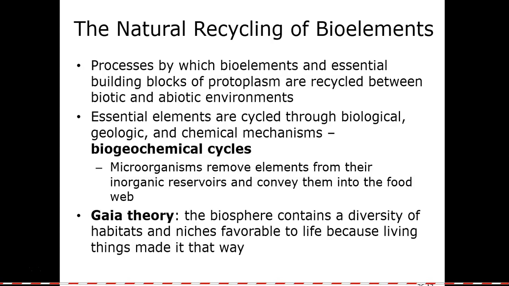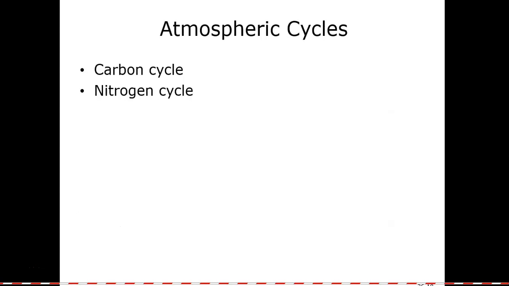So there's a theory that talks about the fact that the biosphere, that layer surrounding Earth's surface, contains a diverse habitat for life. And it was actually living things that established these diverse habitats for living things. So we're going to get in and talk about the cycles in two subcategories. The atmospheric cycles, which include the carbon and nitrogen cycles, and the sedimentary cycles, which include the sulfur and phosphorus cycles.